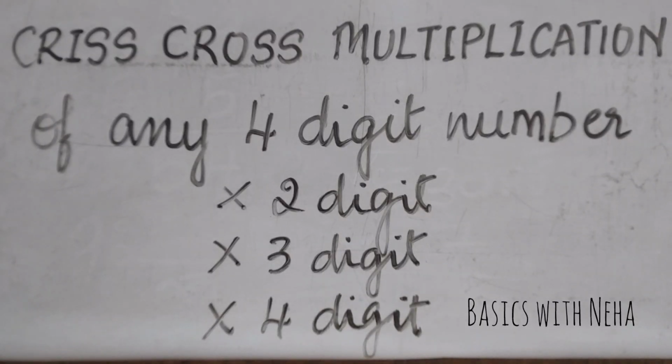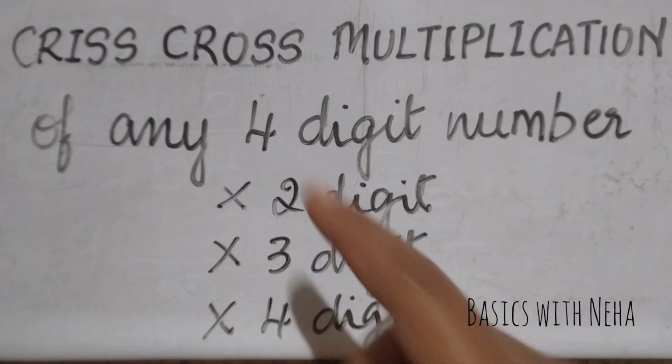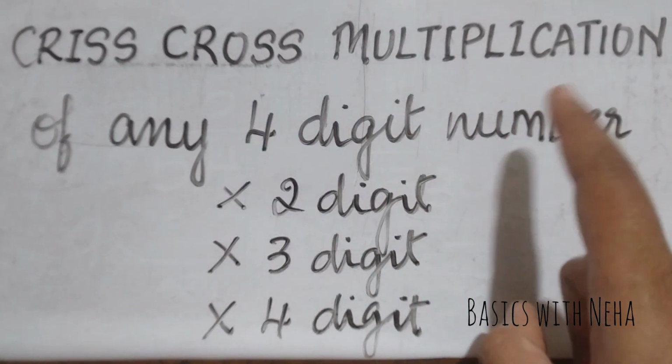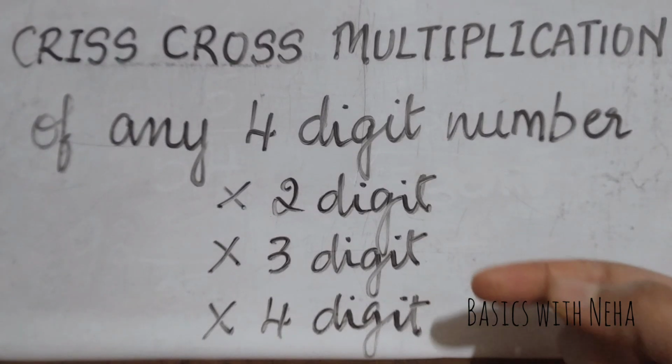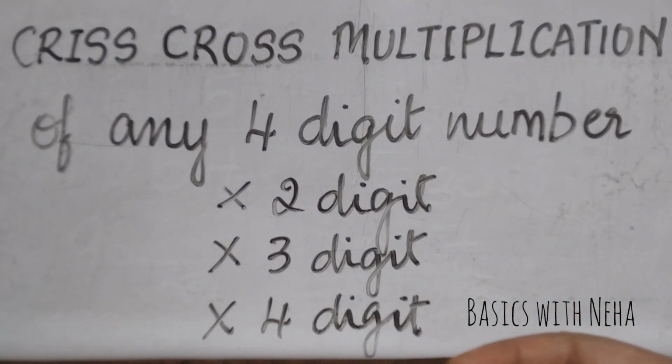In today's video, I'm going to show you a Vedic maths trick, which is crisscross multiplication of any 4-digit number into a 2-digit number, a 3-digit number, or a 4-digit number. Let's take an example for each of them.